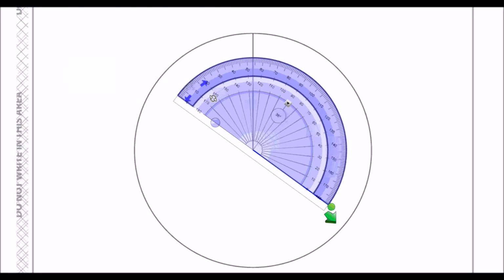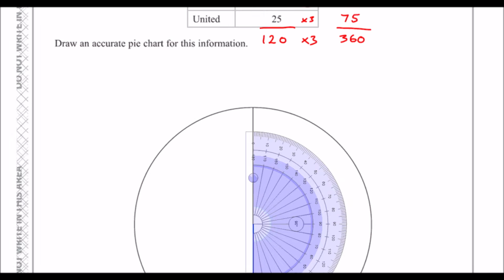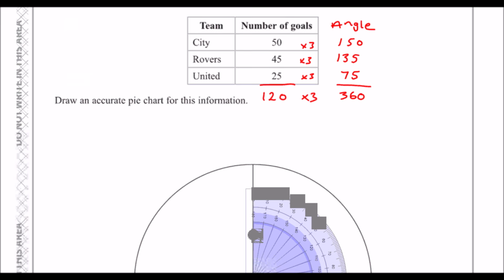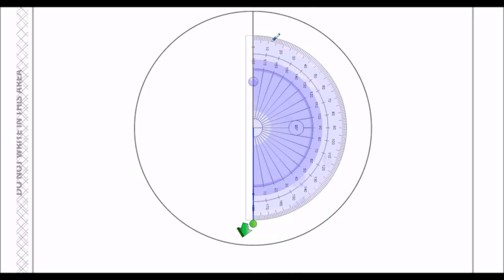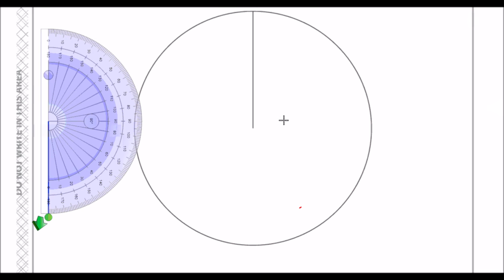Then I'm going to rotate it around, so 0 is on the line we've got drawn. So 0 is on the line, the center's on the center of the circle, and our first angle for City is 150 degrees. So I'm measuring round from 0 all the way round to 150, and then I'm going to put a mark there, then move it out the way, get a ruler, draw a straight line, and there's our 150 degrees.